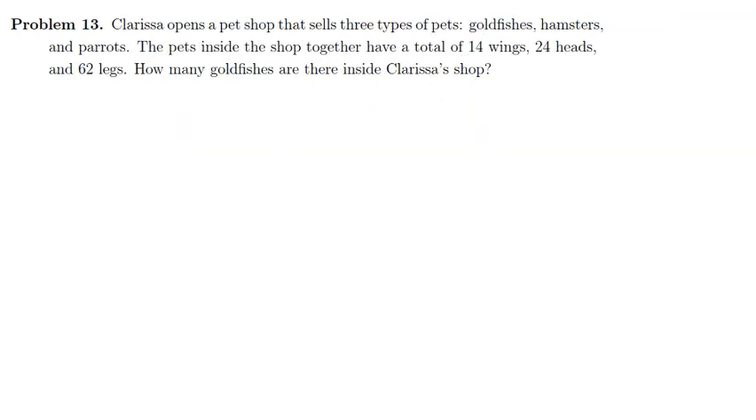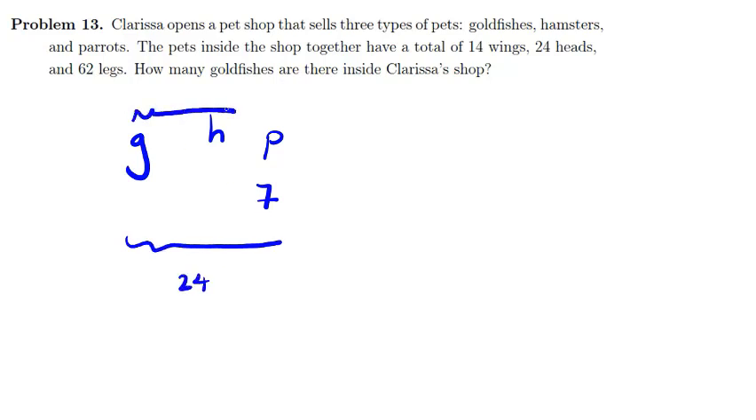Okay, so we consider G the number of goldfishes, and h for hamsters, p for parrots. From wings, because we have 14 wings, all the parrots have wings, and each parrot has 2 wings. So because we have 14, we have 7 parrots. And we have 24 heads, each of them has a head. So the sum of them is 24, and because we have 7 here, we have 17 for this part.